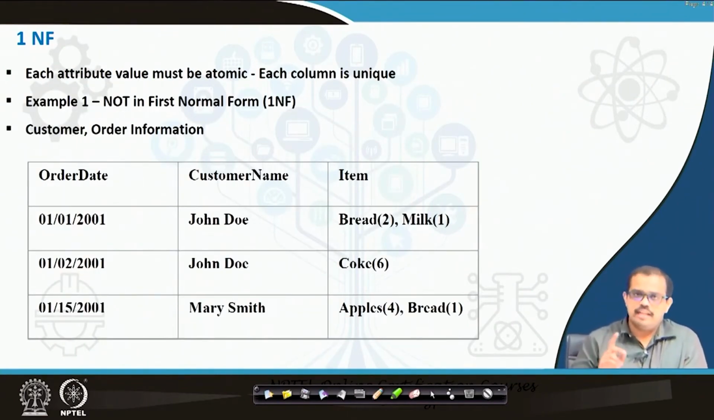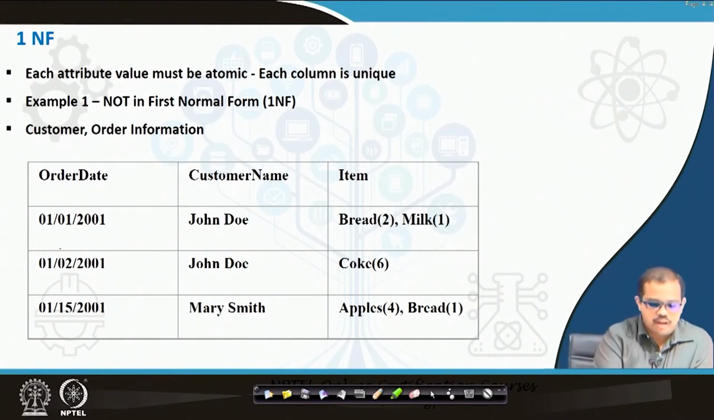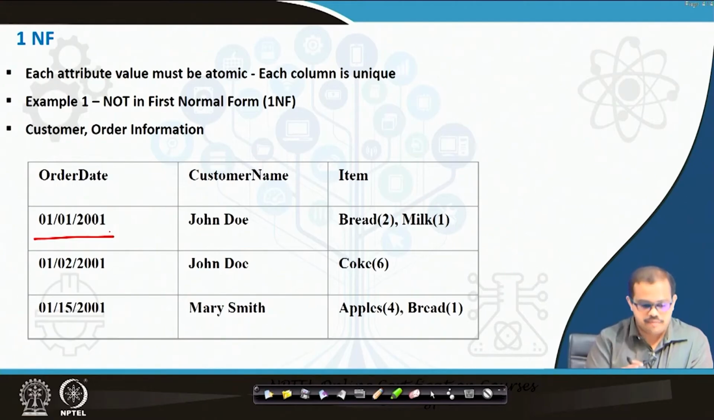Now, again let me take another example. Here you have customer order information. When I am looking at the customer order information, there is an order date. Look at every detail very carefully. You have an order date. These are 3 different order dates. All 3 order dates are independent. They are not on the same day. So, you have a customer name.